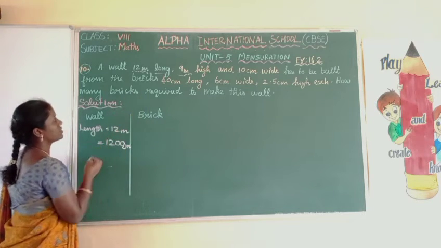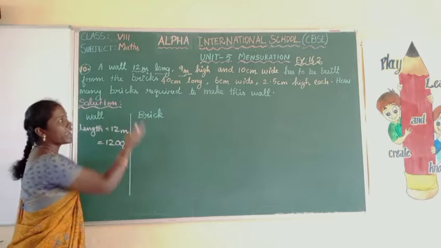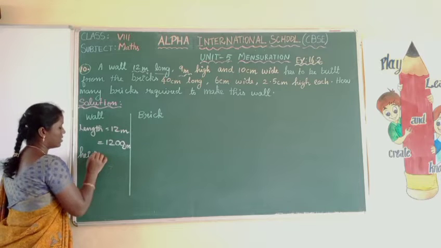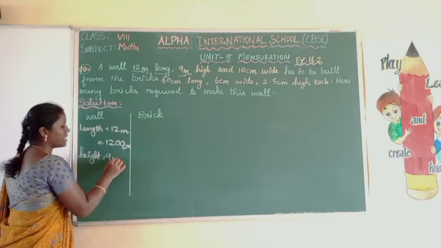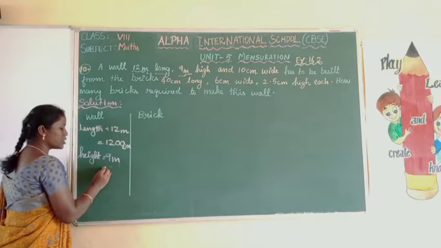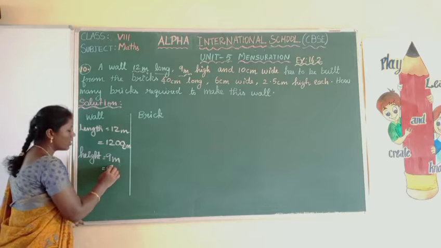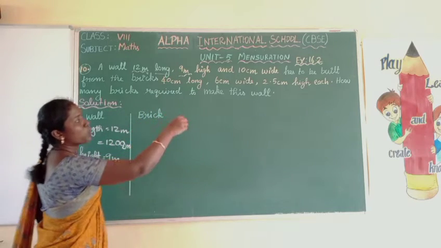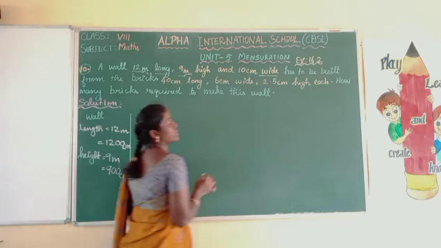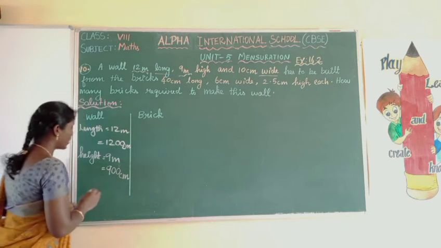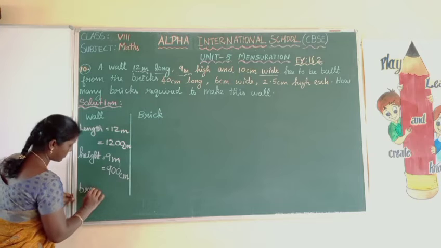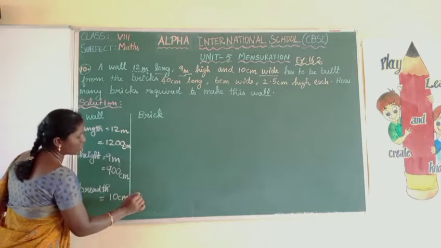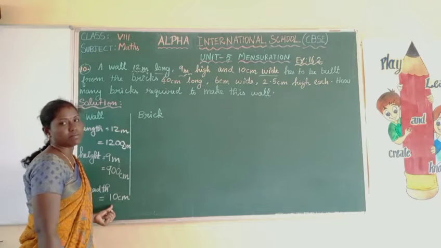The next one, height. Height represents the height of the wall. Height is equal to 9 meter. Again I have to convert to centimeter, so multiply by 100. So 900 centimeter. The last value is wide. Wide can be taken as breadth. Breadth is equal to 10, already in centimeter only, so no need to change. Keep it as it is in centimeter.